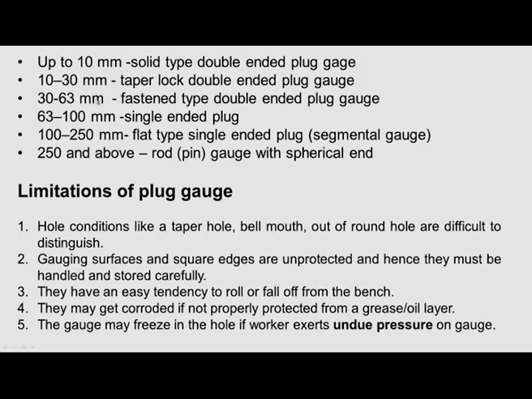Now we can see some details of plug gauges. Up to 10 millimeter, solid type double ended plug gauges are made, and then from 10 millimeter to 30 millimeter, taper lock double ended plug gauges are made, in which case the ends can be renewed. When the ends are worn out, new ends can be replaced.